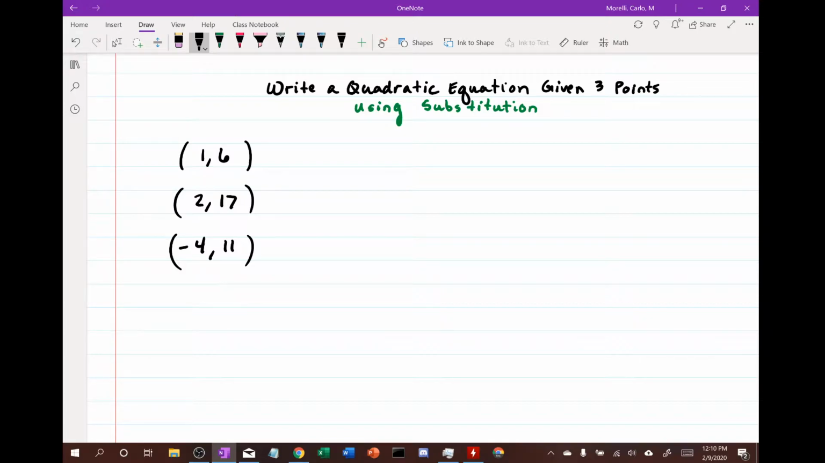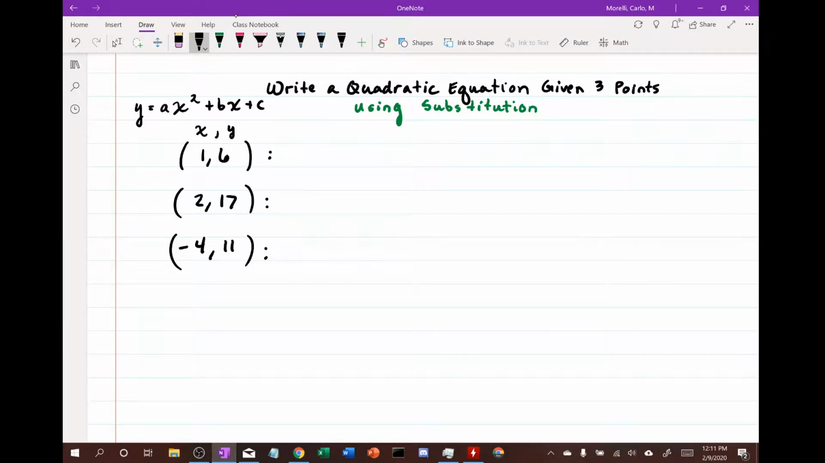Now, before we get started, the one thing that you need to remember is that the standard form of a quadratic equation is y equals ax squared plus bx plus c. Now, these coordinates here are given to us as x comma y. So what I'm going to do is substitute in the x and the y values into this equation 3 times.